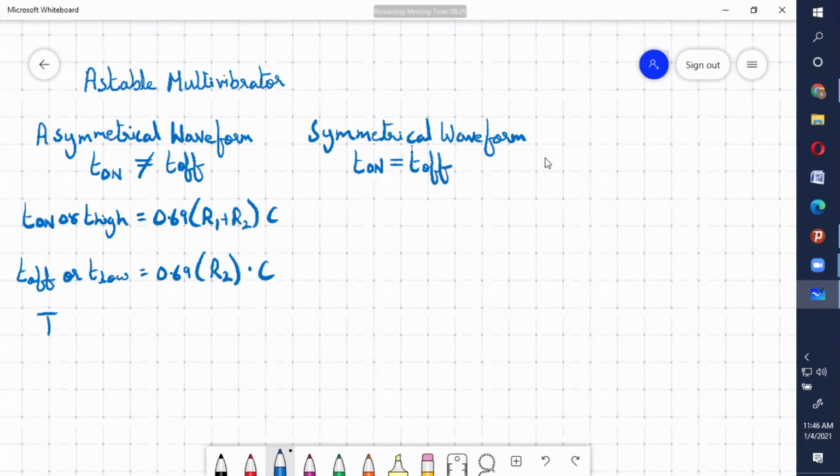Total time period is given as T on plus T off. This is also given as 0.69 (R1 plus 2 times R2) into C. If you know the time period, you can find out the frequency, which is F equal to 1 by T. Clear, students?